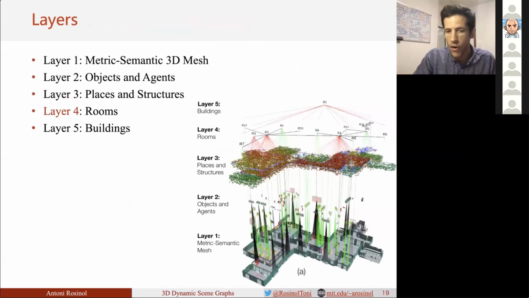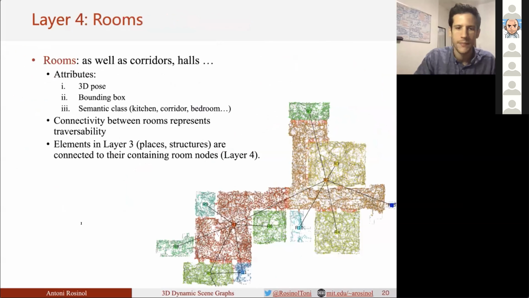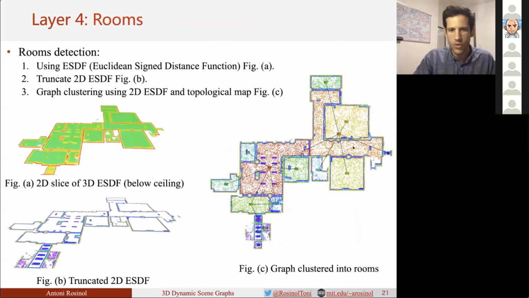Then in layer 4, we construct the room layout of the scene. We encode rooms with a 3D pose, a bounding box, and a semantic label. Connectivity in the graph represents traversability from one room to the other, meaning there is a door connecting both. We do not need to explicitly detect doors, since the topological graph provides us with sufficient information to infer the way rooms can be traversed. All elements in layer 3 have an edge to nodes in layer 4 if they are in the corresponding room. Detecting rooms remains a challenging problem in a general setting. Nevertheless, in our context, we found that a simple technique achieves near perfect results.